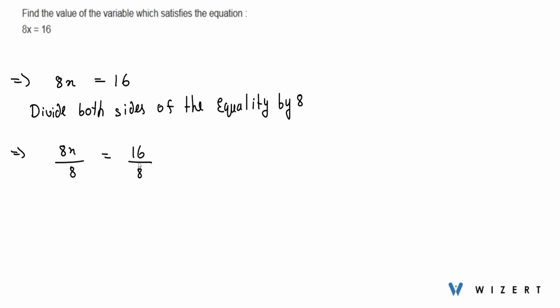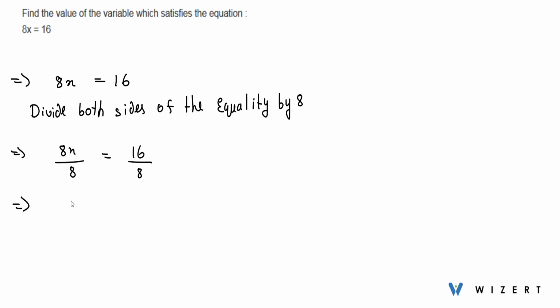Now remember that while dividing, you have to divide both sides of the equality, because if you divide only one side of the equality, then the original equation will not remain the same. When we are dividing both sides of the equality, the actual equation remains intact, because 8 and 8 can be cancelled and it will remain 8x equals 16. So always remember that whenever you multiply or divide by any constant, do it on both sides of the equality. Okay, so let's proceed further.